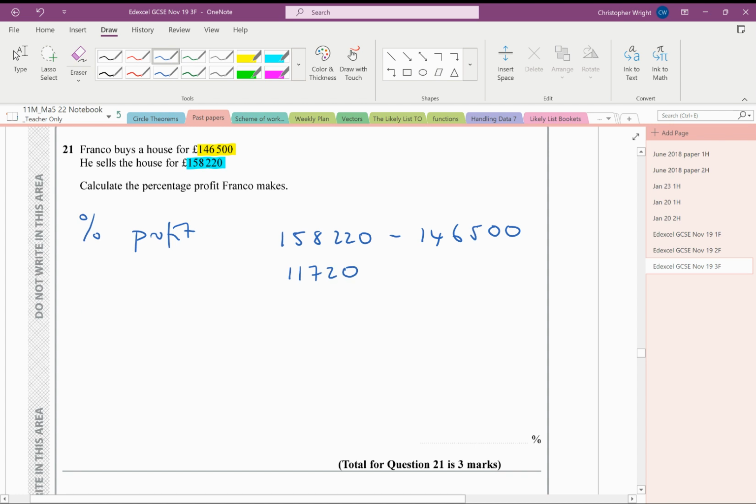11,720. So to find the percentage profit, you do the profit over the original, what he paid, times by 100. So I'm doing 11,720 divided by 146,500 times by 100. And that means that he made 8% profit. Okay.